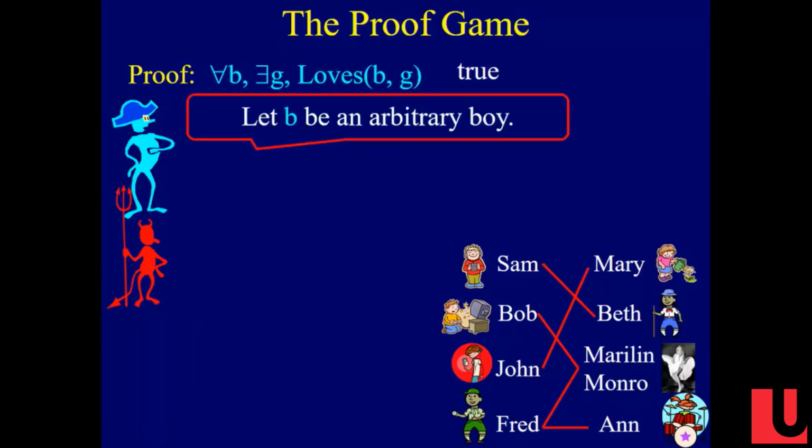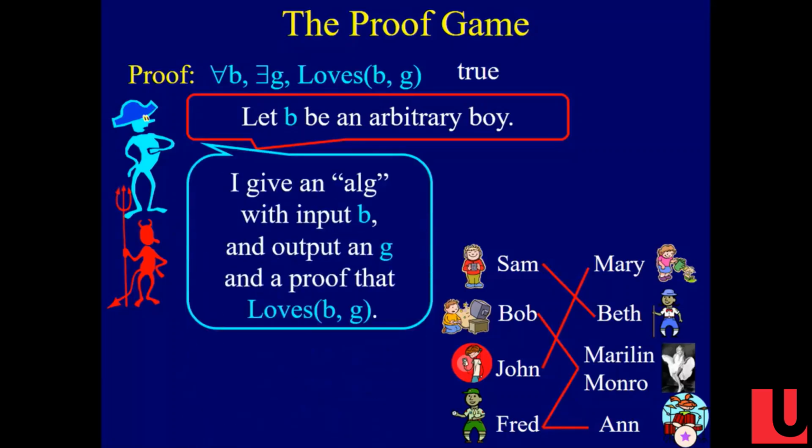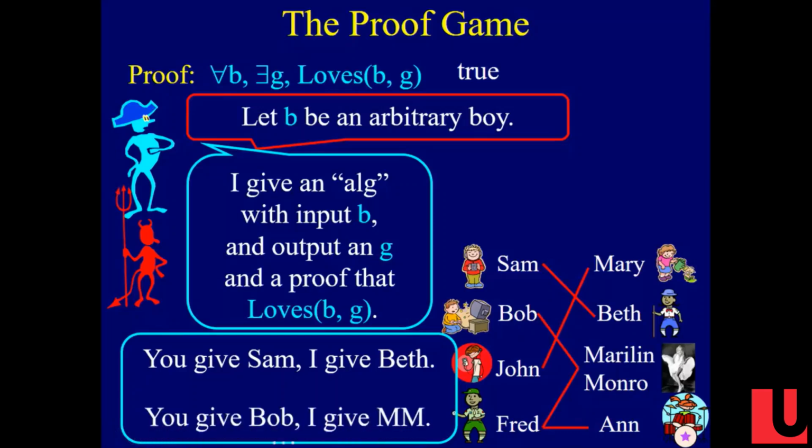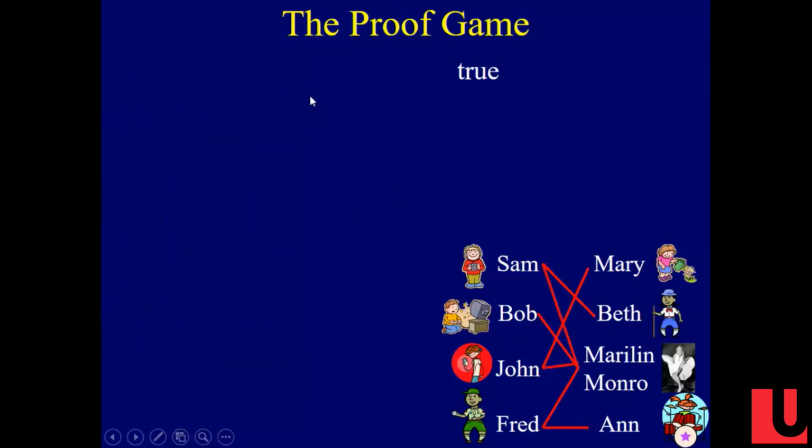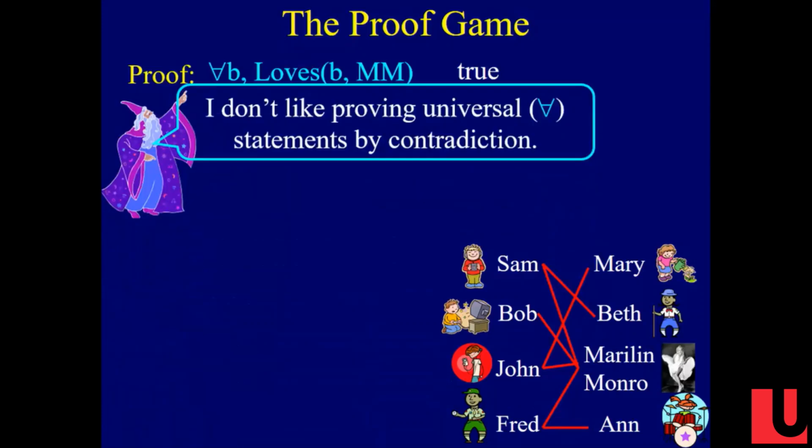Now here it's a little more complicated game. The adversary gives me a B, and then I need to come up with an algorithm that takes his B and produces a G. My G is a function of his B. Then I have to come up with the G, and I have to come up with the proof that we have love there. So if he comes up with Sam, I come up with Beth, different relationships.